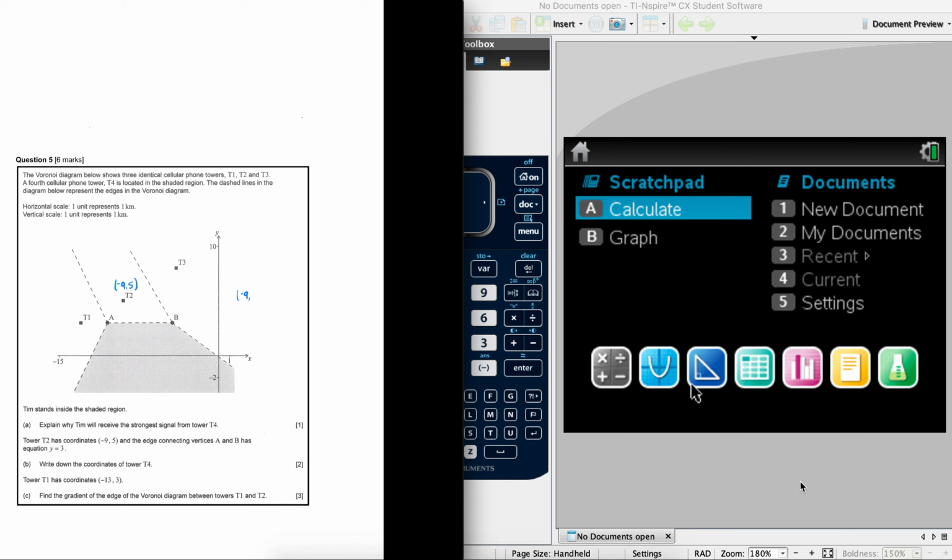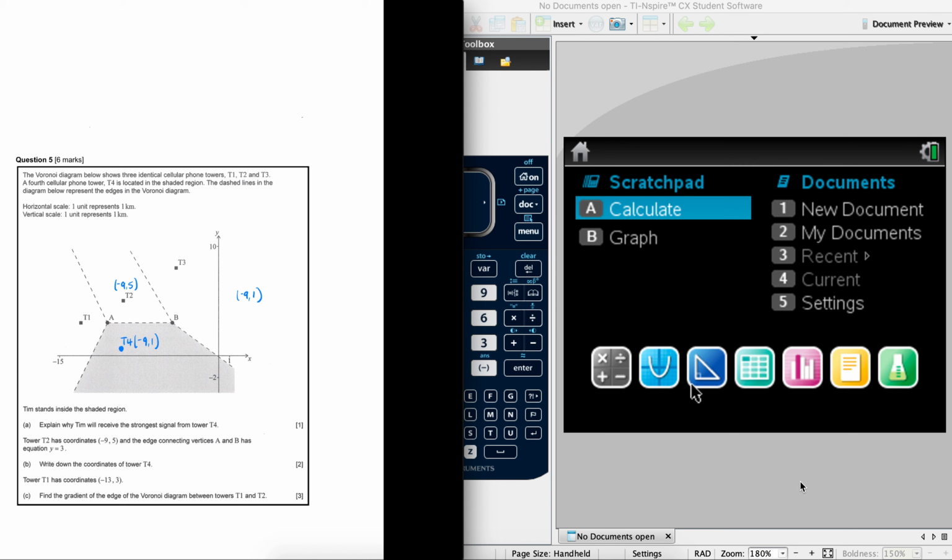And we also know that this equation is y equals 3. Now, if this is a y coordinate of 5 and this is 3, that tells us that these are 2 apart, which is the same here. So they're also going to be 2 apart. So T4 must sit here at 1. So -9, 1 will be T4. Okay, so that's how we've worked that one out.